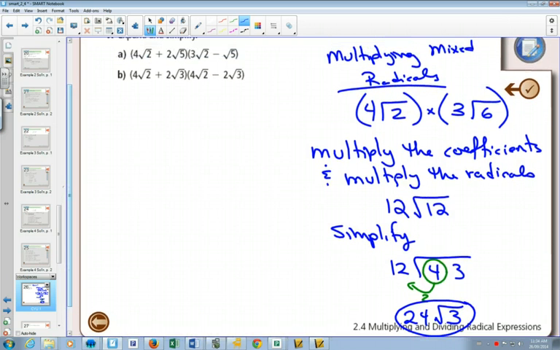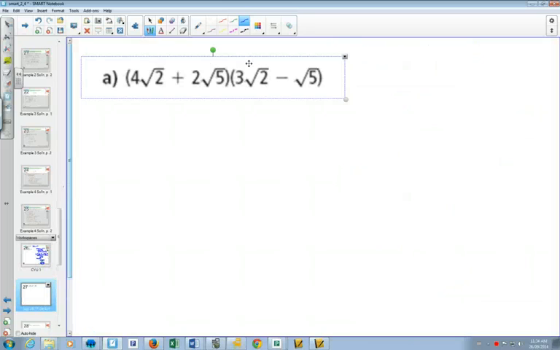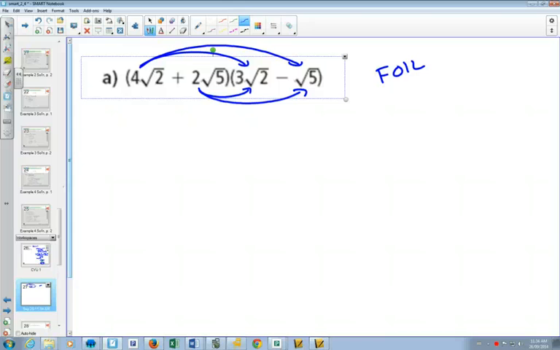And that's going to come up a fair bit when we expand these completely. So we'll go to our first example here. We have a binomial multiplied by another binomial. And so we're going to FOIL. We're going to multiply the first ones, the outside ones, the inside ones, and the last ones. And then we're going to use those ideas of multiplying mixed radicals throughout this.